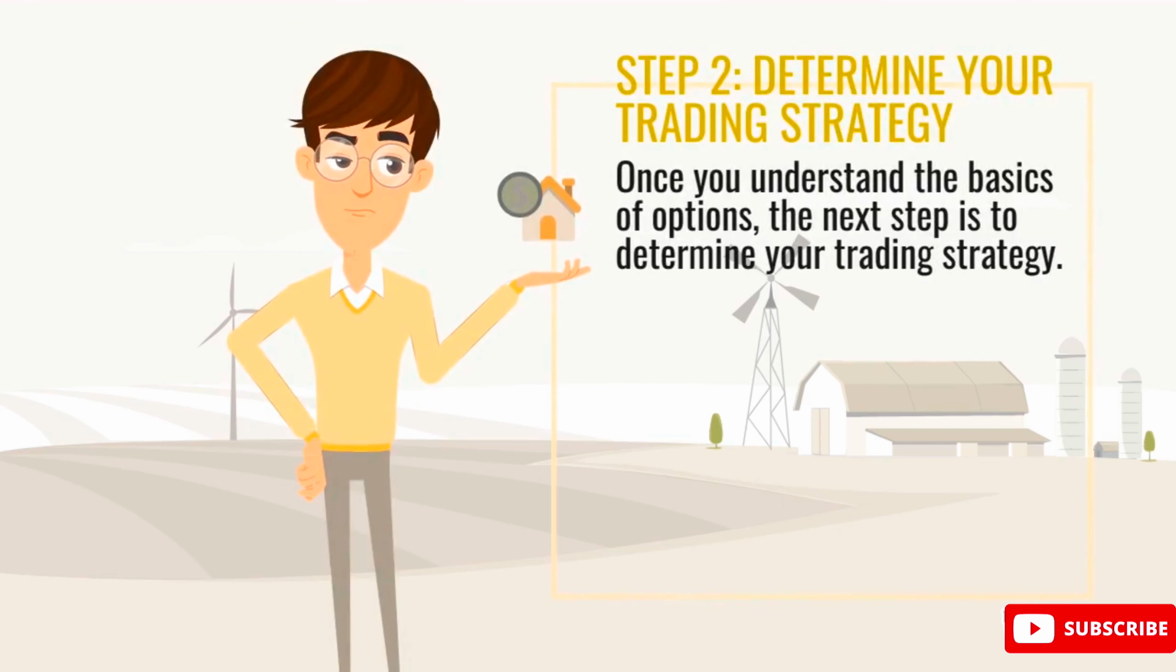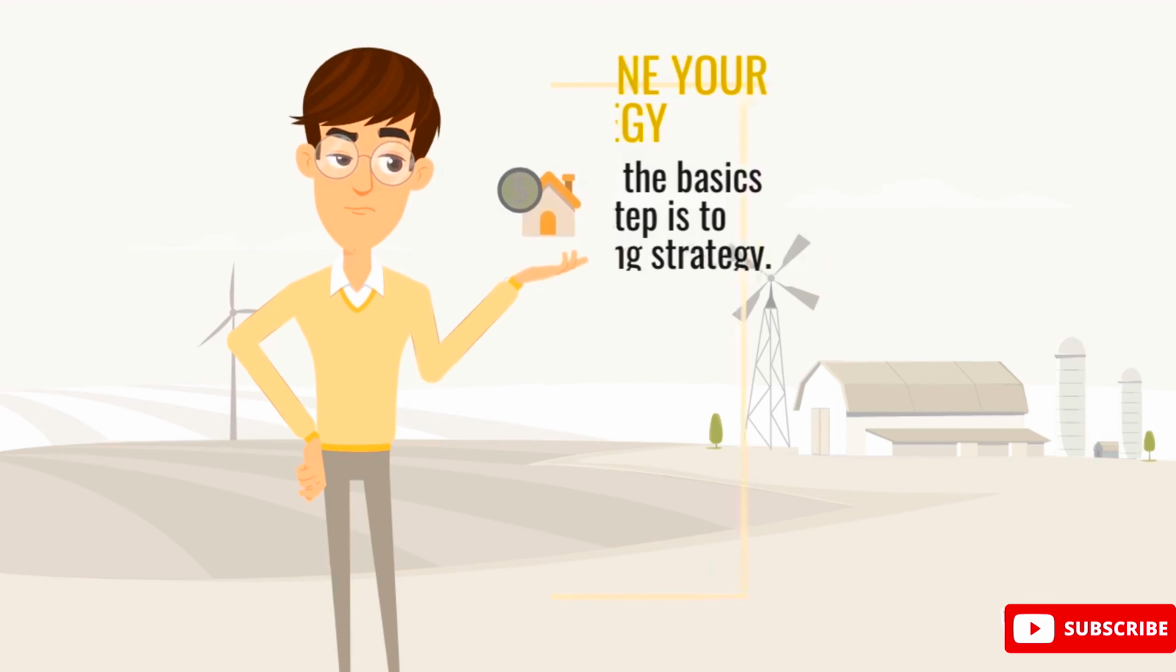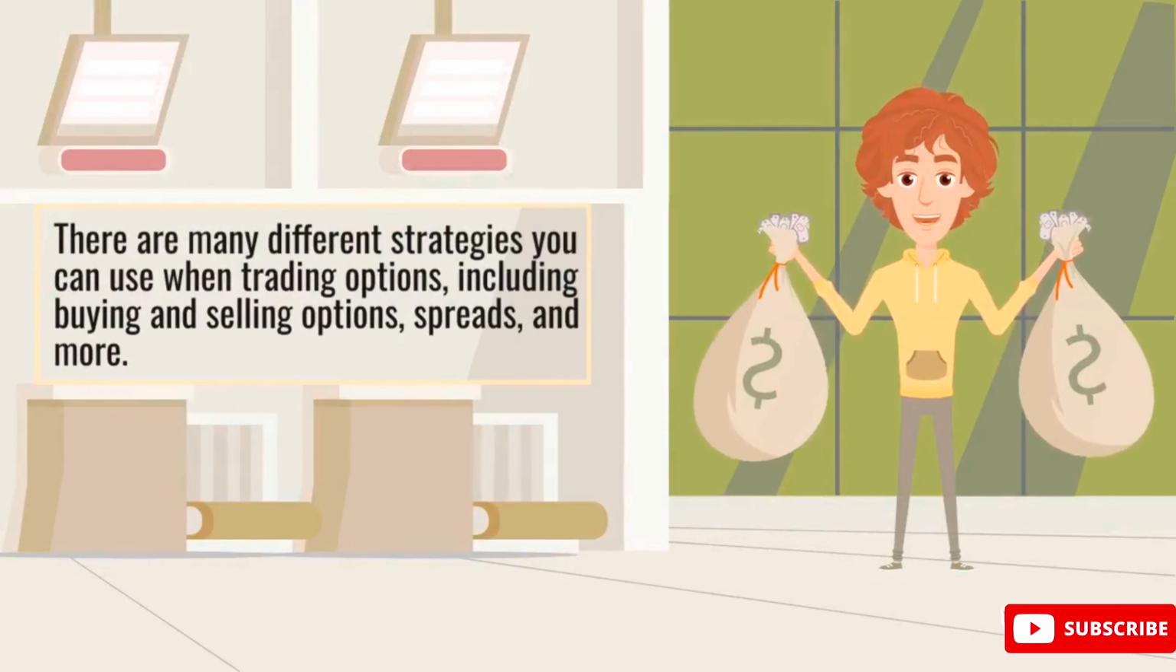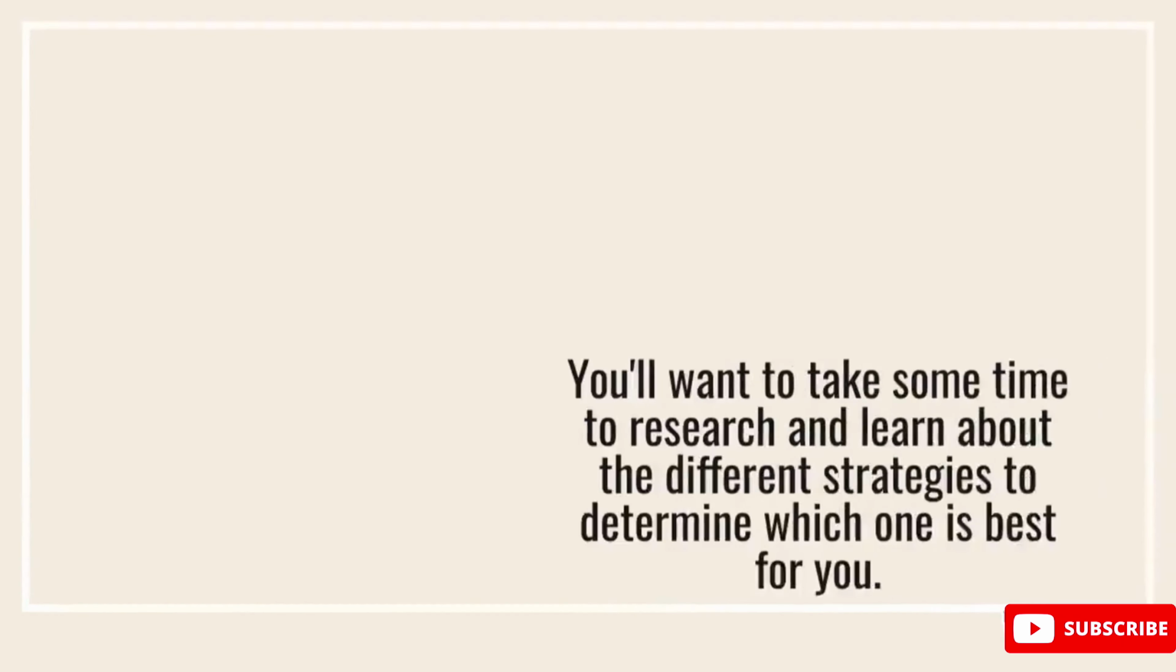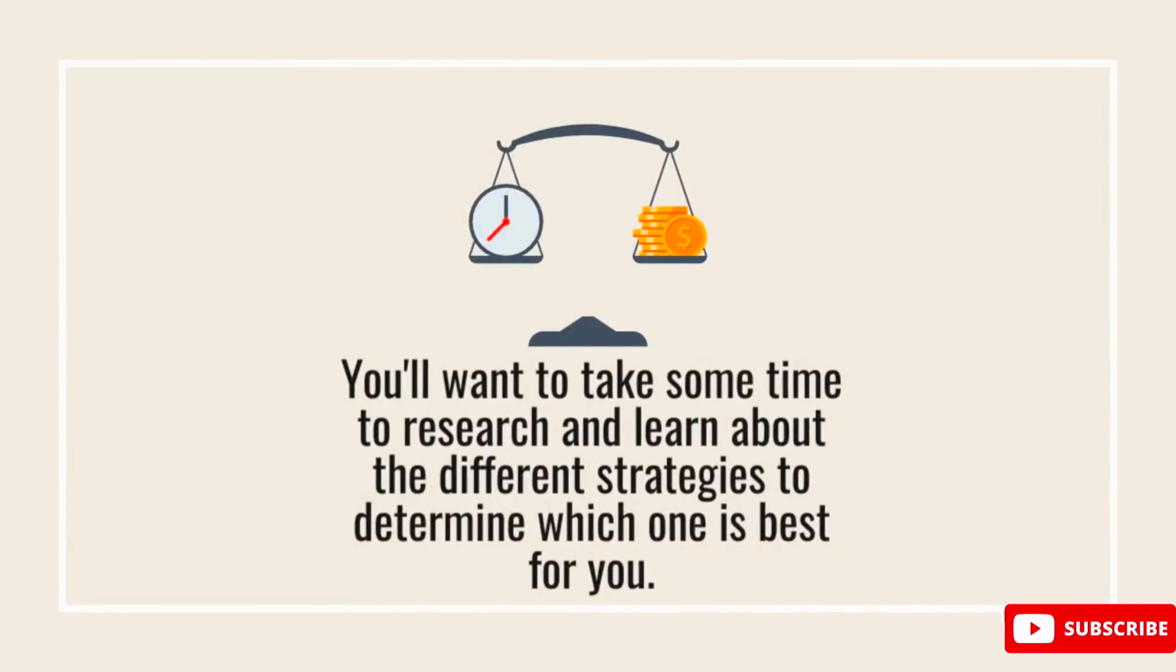Step 2. Determine your trading strategy. Once you understand the basics of options, the next step is to determine your trading strategy. There are many different strategies you can use when trading options, including buying and selling options, spreads, and more. You'll want to take some time to research and learn about the different strategies to determine which one is best for you.